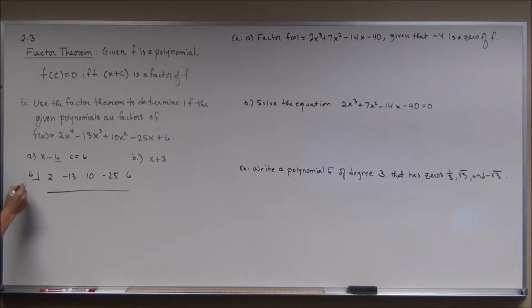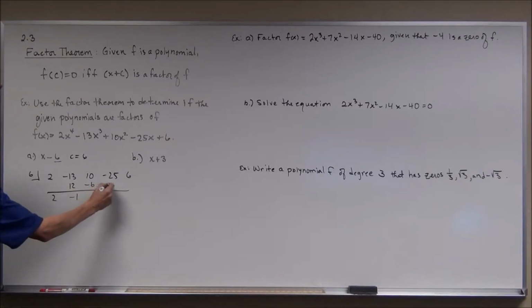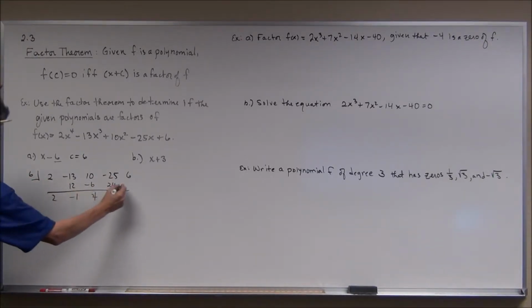And in the pocket goes a 6. So that's a 2, that's 12, synthetic division, negative 1, that's negative 6. That's a 4, that's 24. That's negative 1, and that guy right there is negative 6, which gives me a remainder of 0.